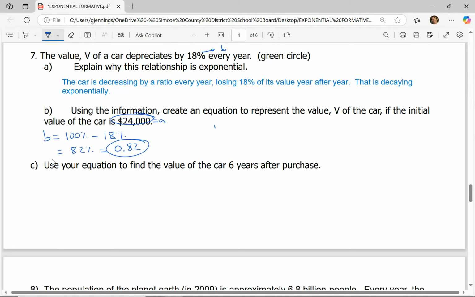Why did I use Y? This one specifically tells me to use V. V equals 24,000 multiplied by 0.82 to the power x, where x is time.